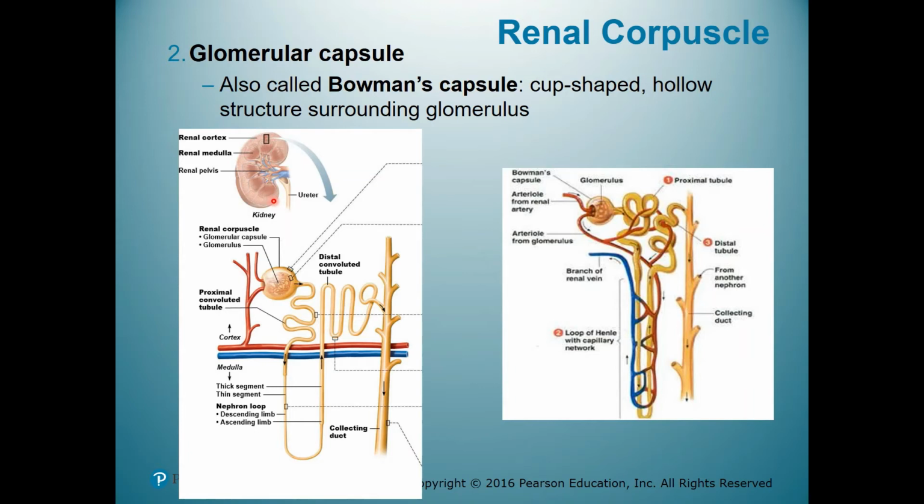juxtamedullary nephron, and I like to remember that name, juxtamedullary, by just saying "just a medulla." That's just my way of remembering it. But the majority of the juxtamedullary nephron exists down into the medulla. Not the majority of the whole thing, just the majority of the loop itself and the collecting duct.